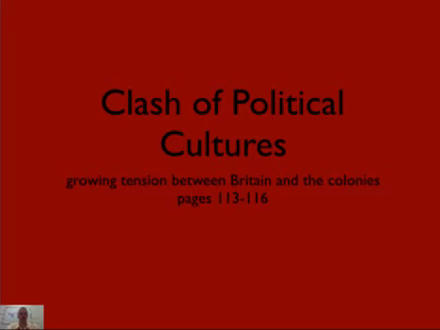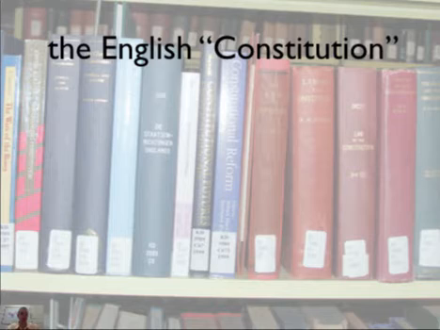The clash of political cultures between the colonists and the English, or the British. First off, let's take a look at the English Constitution. We need some background. In the 1700s, Britain's Constitution is universally admired by political philosophers. People during the Enlightenment, people who thought about government, thought that England had the ideal constitution.